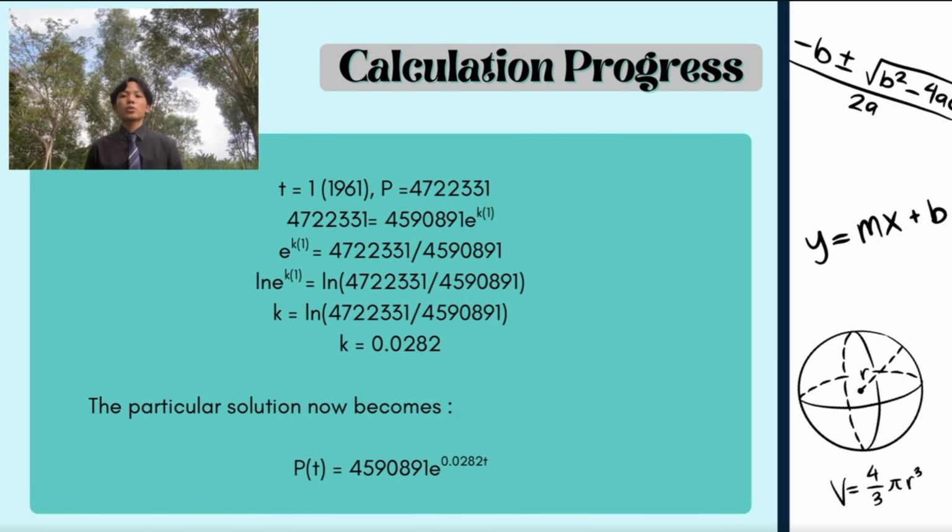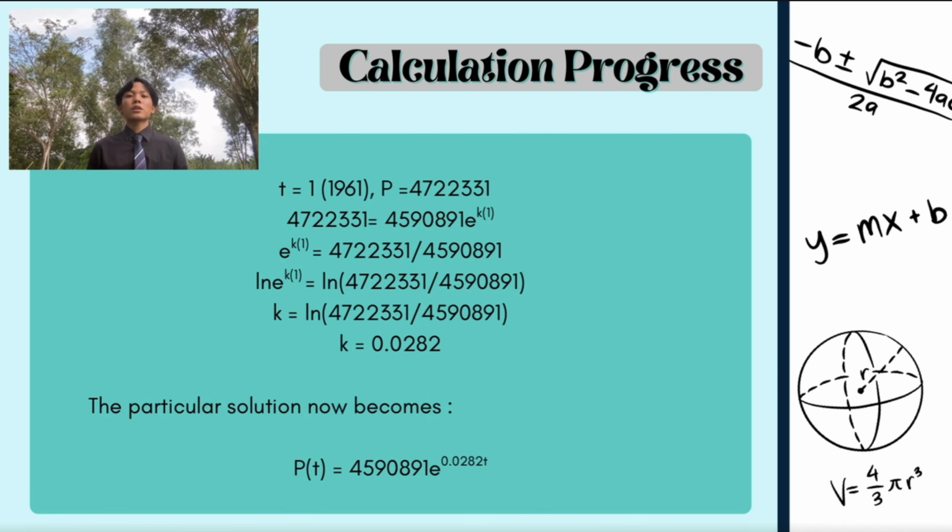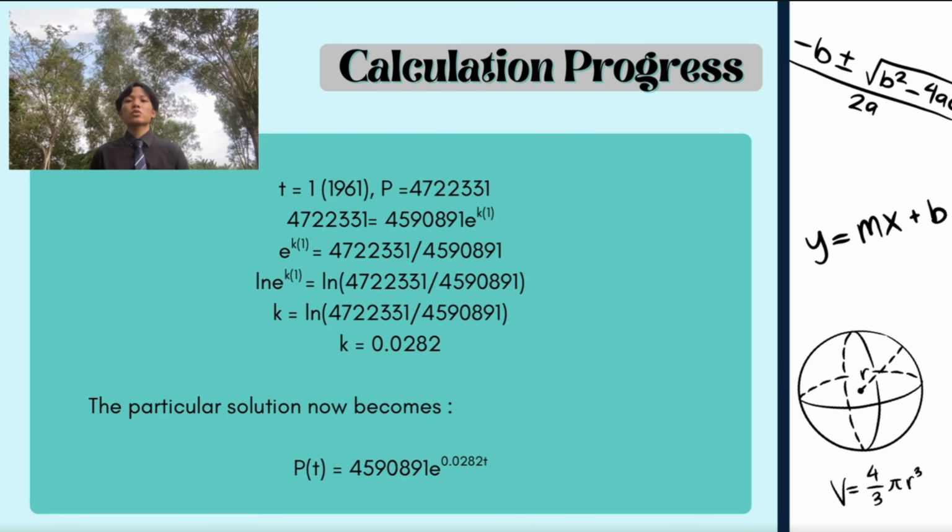We look at the population exactly 1 year later, in 1961, which was 4,722,331. By setting up the equation, 4,722,331 equals 4,590,891 e to the power of k times 1. We isolate k by dividing the population and taking the natural logarithm. This calculation gives us a k value of approximately 0.0282.